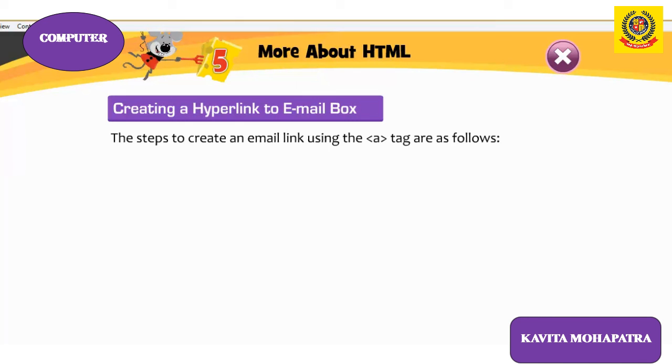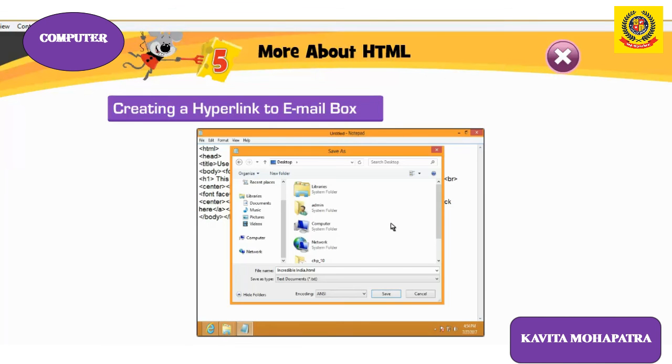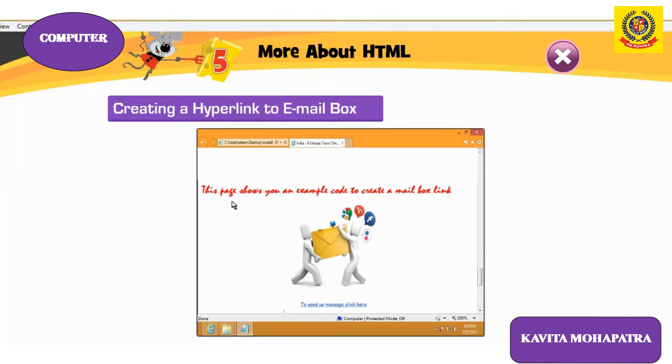The steps to create: open a Notepad file, write the HTML code, write the a tag to create the email link, a href mailto info.publication.com to send the message, and save the file. So you can give it like this: save the file using the save as command and open it in a web browser. So the email link will appear in the browser window. So save that file and the email link will appear in the browser window, and you can see this one.